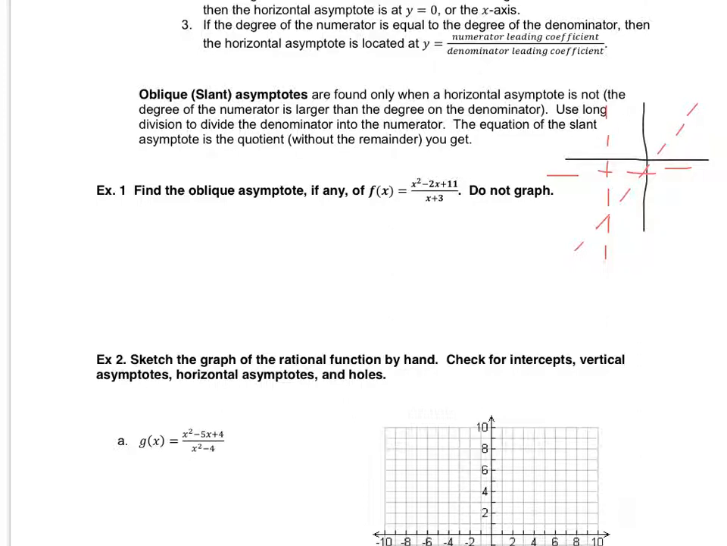And so we're going to actually use long division to find that. So if I'm going to write down x squared minus 2x plus 11 divided by x plus 3.